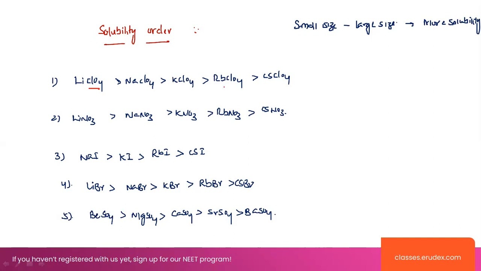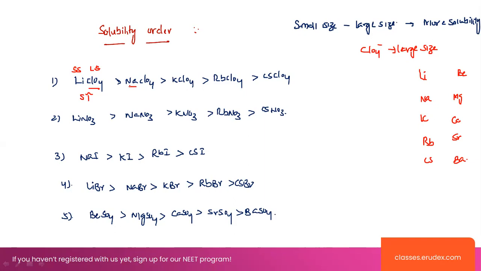Look, in this case, ClO4 minus is large size. And here in this case, we have lithium, sodium, potassium, rubidium, cesium. And in this case, beryllium, magnesium, calcium, strontium, barium. Now look, this is of the small size and this is of the large size here. Difference is more means solubility will be more here.